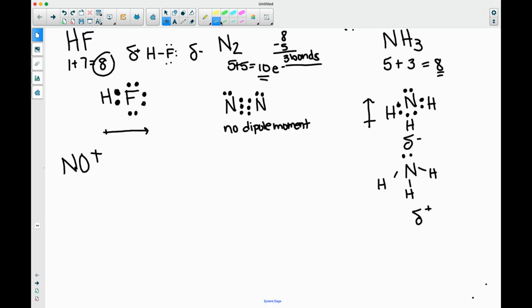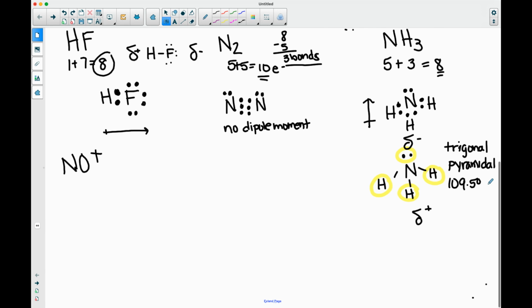Because nitrogen has 1, 2, 3 atoms bonded and 1 lone pair, we're going to say that this is trigonal pyramidal, or trigonal pyramid, 109.5 degree bond angle. We know it's actually a little less than that, but that's okay. And again, it does have a dipole moment.